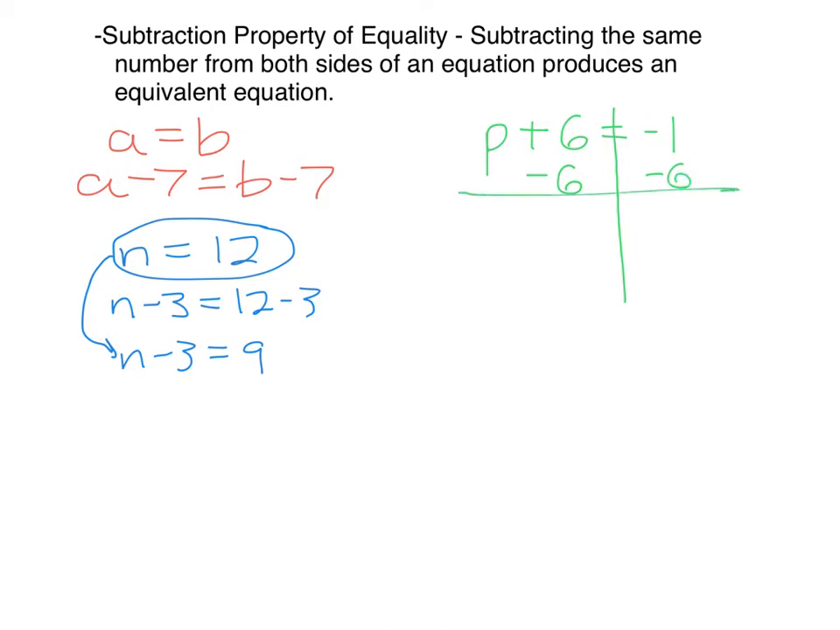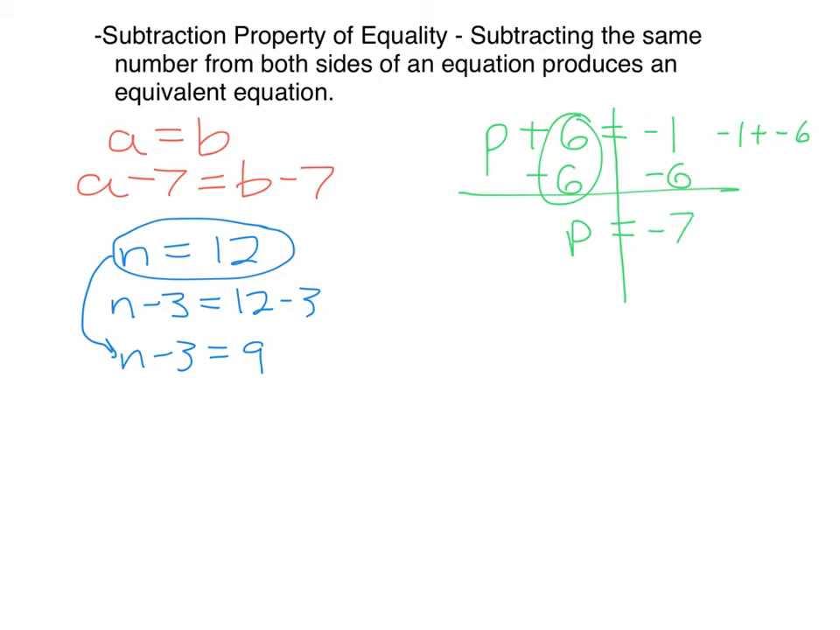And I'm left with p equals negative 1 minus 6, that's the same as negative 1 plus negative 6. Negative 1 plus negative 6 is negative 7. That's my answer.